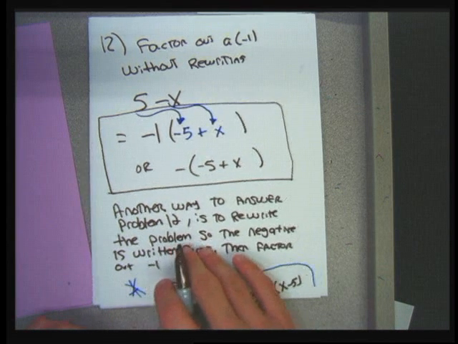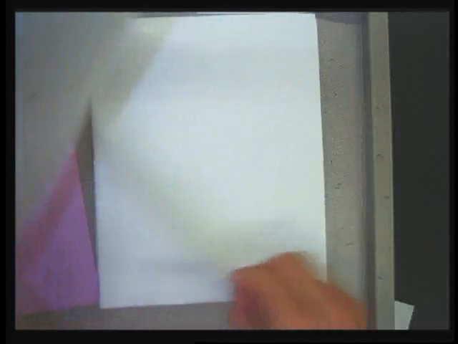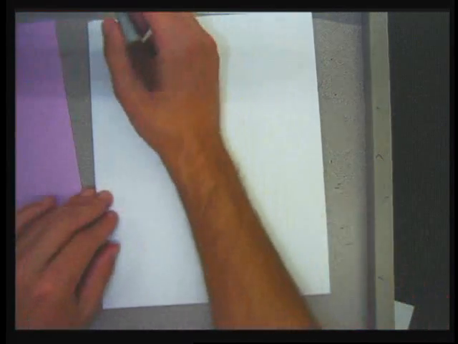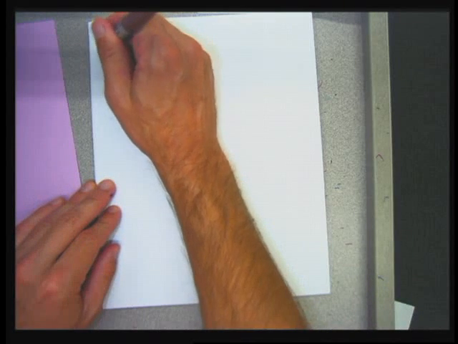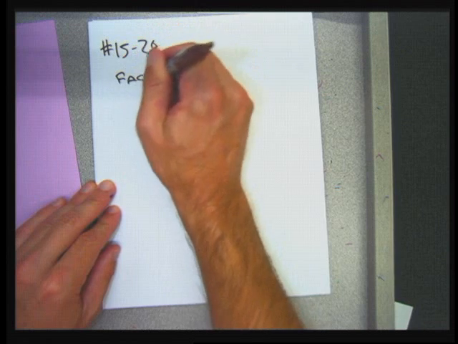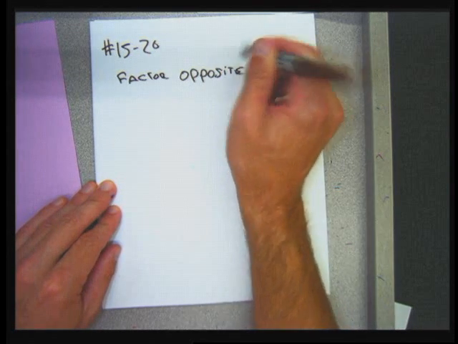Only have time for one more problem. Hopefully you can do the same for problem 14 as I did for 12. Let me do problem 18, which is probably the most complex in the bottom group of problems. So the bottom group of problems, numbers 15 through 20, says factor the opposite. When I see the word opposite, that means to factor out a negative.